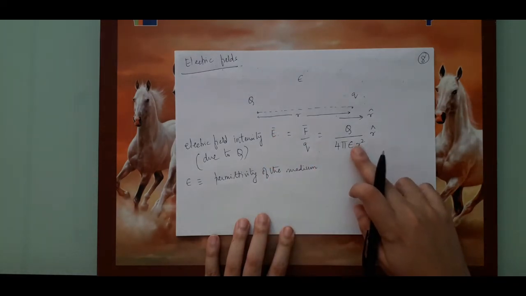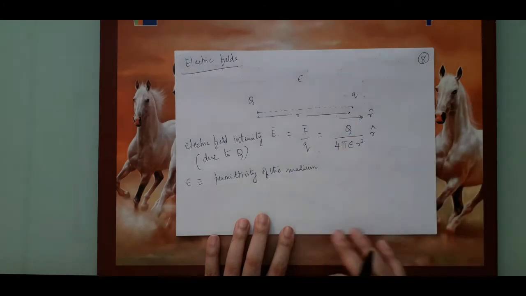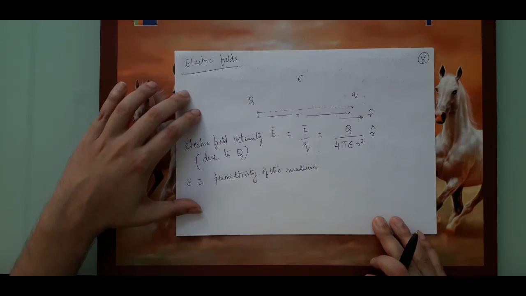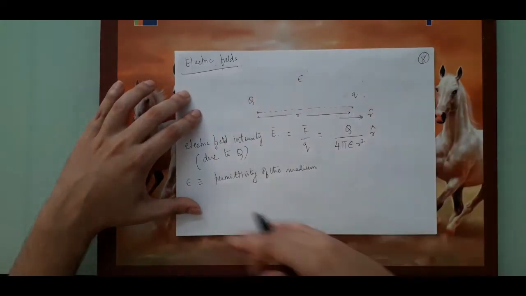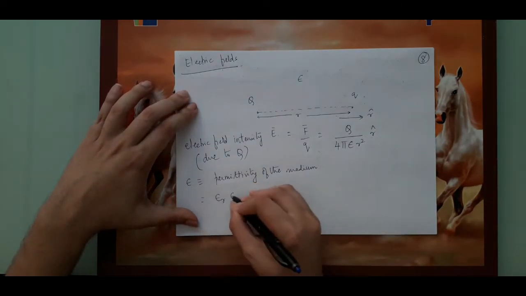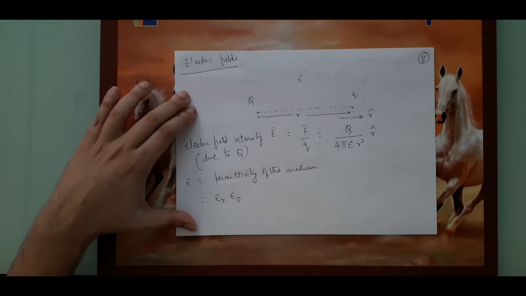So the more the permittivity, I can say the more is the resistance in the medium against the formation of electric fields. So in some sense, permittivity indicates the measure of the resistance offered by the medium to the formation of electric fields in that medium. In general, this can be expressed as epsilon r times epsilon 0, where epsilon 0 is the absolute permittivity of free space and epsilon r is the relative permittivity of the medium with respect to free space.